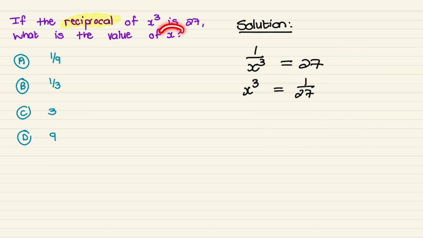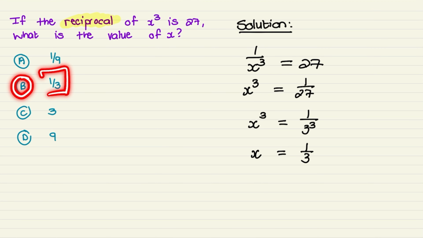Next, what is the value of x? So x cubed means x is raised to the power of 3. So how can I rewrite 27 as something raised to the power of 3? And 27 can be written as 3 raised to the power of 3. So if I take the cube root, then I can see that x is 1 over 3. So the correct option would be option B, 1/3.